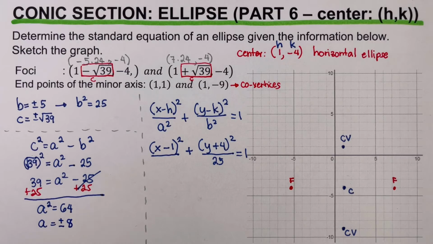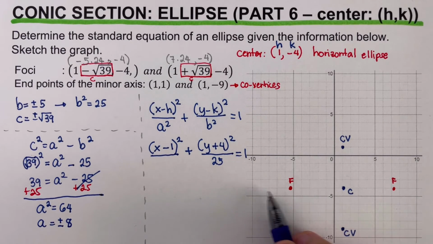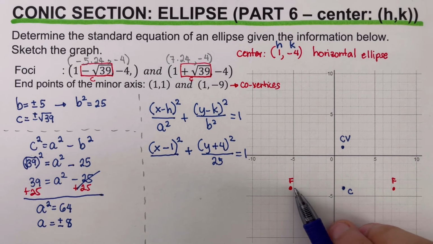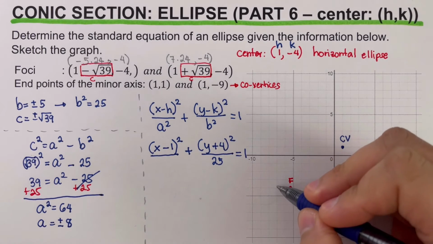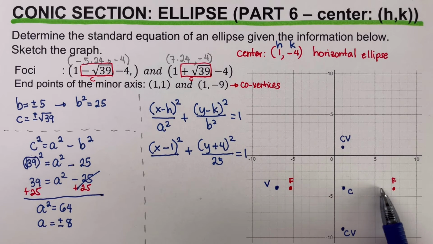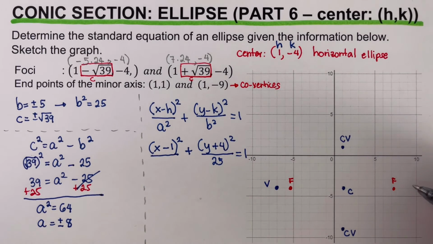This tells us that we go 8 to the left and 8 to the right to determine the two vertices. So I'm going to go ahead and plot that up here. 1, 2, 3, 4, 5, 6, 7, 8. So this is the first vertex, and the other vertex would be 8 spaces to the right. 1, 2, 3, 4, 5, 6, 7, 8. So this is the other vertex.